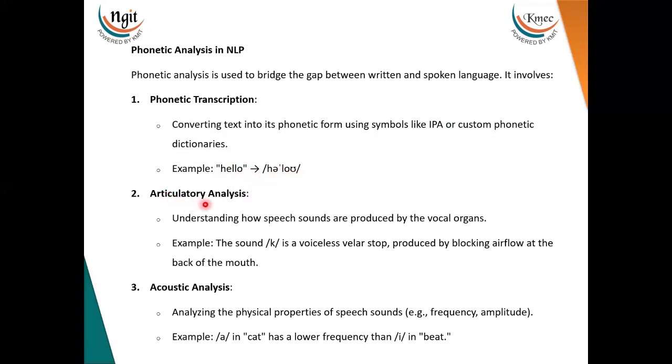Second is articulatory analysis, understanding how speech sounds are produced by the vocal organs. As we have seen in our previous unit, where we discussed the role of various articulatory organs in human speech sound production, whenever a speaker gives a speech, the involvement of various organs, like the glottis, epiglottis, alveolar ridge, tongue, teeth, etc., has been explained in our previous videos. So understanding how speech sounds are produced by the vocal organs is articulatory analysis.